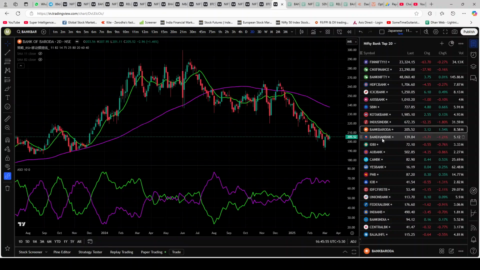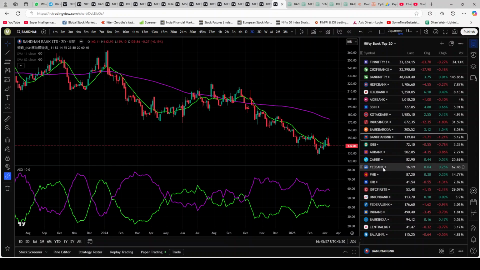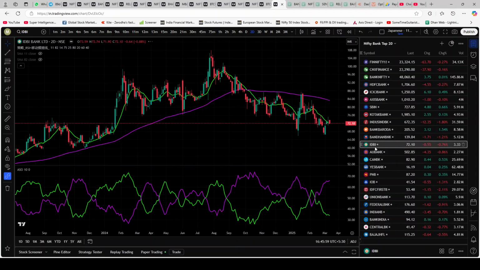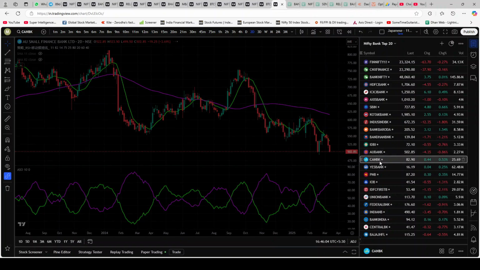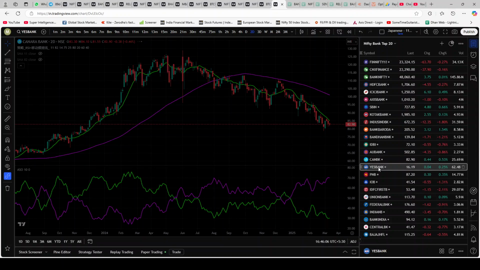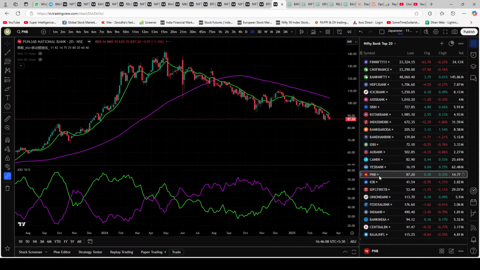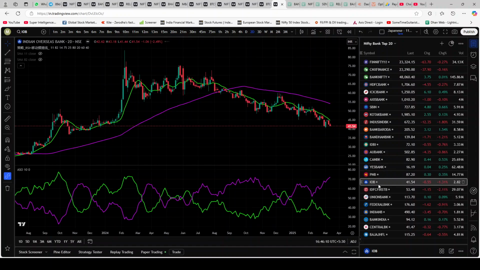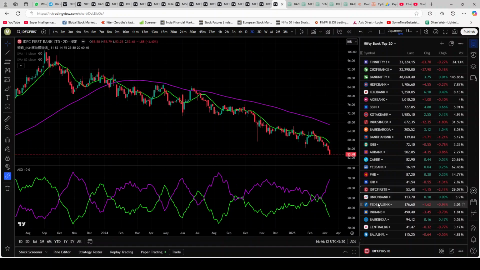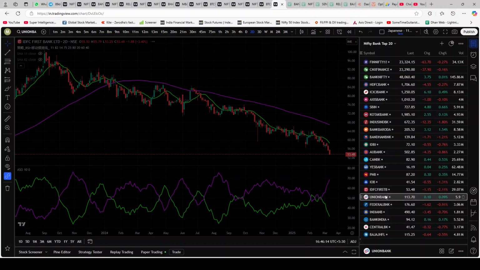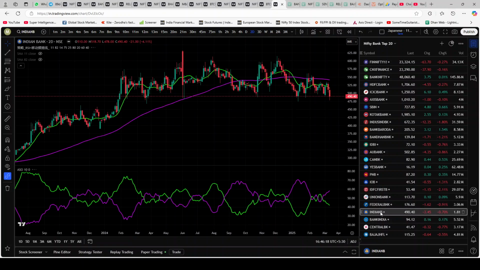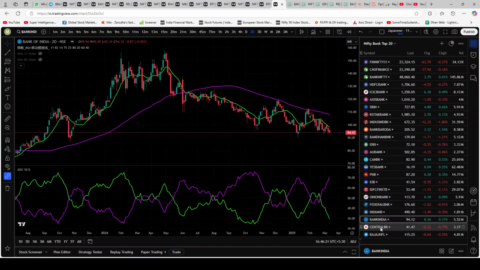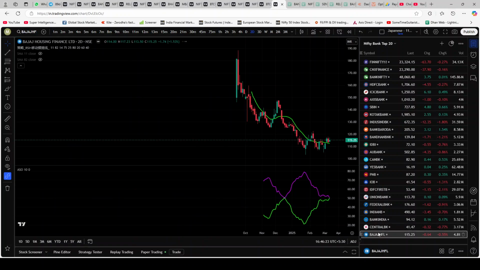Bank of Baroda looks like this. Bandhan Bank looks like this. IDBI looks like this. AU Bank looks like this. Canara Bank looks like this. Yes Bank looks like this. PNB, IOB, IDFC First, Union Bank, Federal Bank, Indian Bank, Bank of India, Central Bank, and then Bajaj Housing Finance.